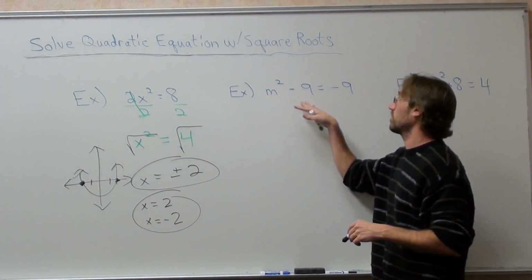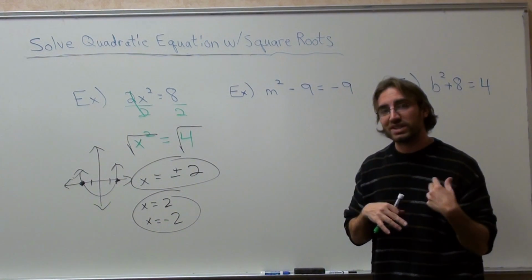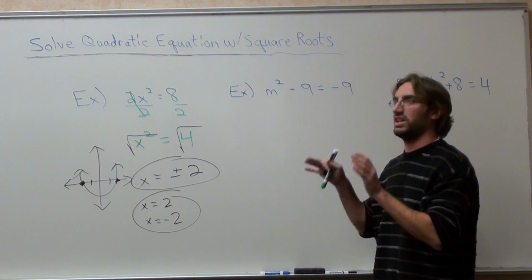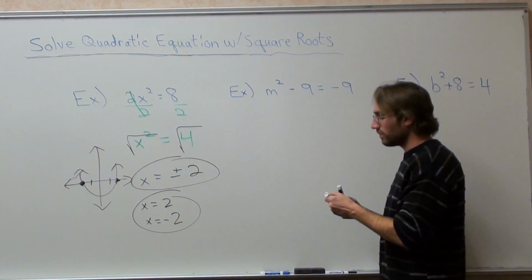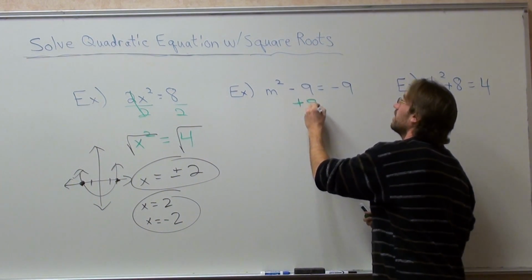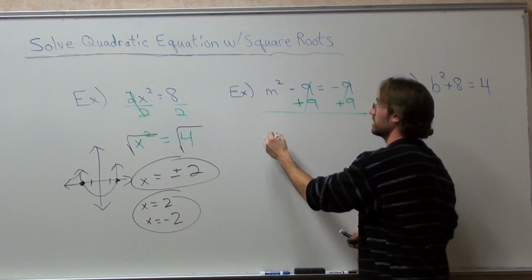For this one, I've got m squared minus 9 equals negative 9. What I want to do is get everything without an x on one side and everything with an x on the other. Actually, everything with an x squared on the other side. There should be no x term. Add 9 to both sides. M squared equals 0.